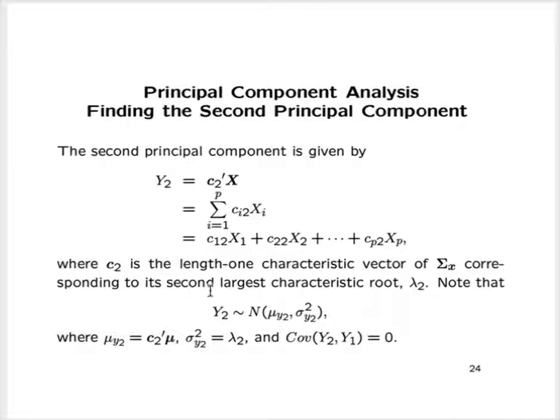And so again, the new variable, the new index, the second principal component y2, as long as the underlying x vector is multivariate normal, y2 will be univariate normal. The mean of y2 will again be equal to this linear combination of the mean vector, and the variance of y2 will be lambda 2, which was the second largest characteristic root of cap sig. And then finally, the covariance of y2 and y1 will be 0. By construction, the principal components are uncorrelated.